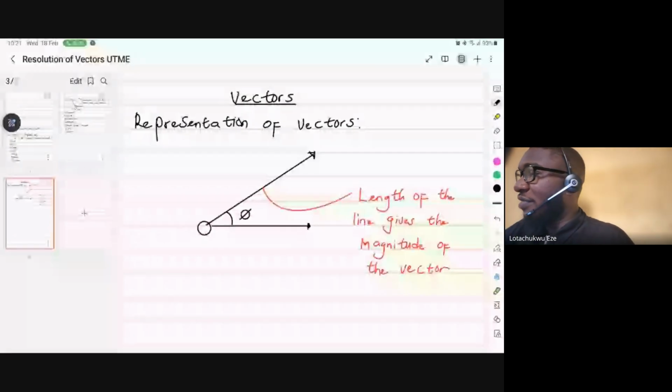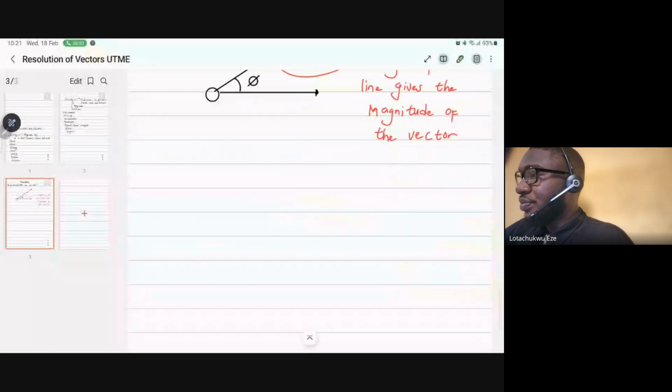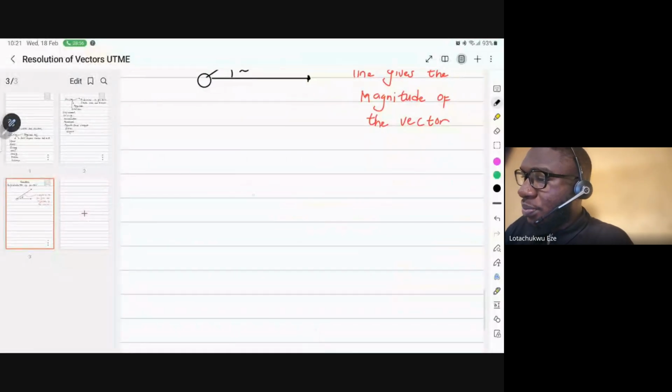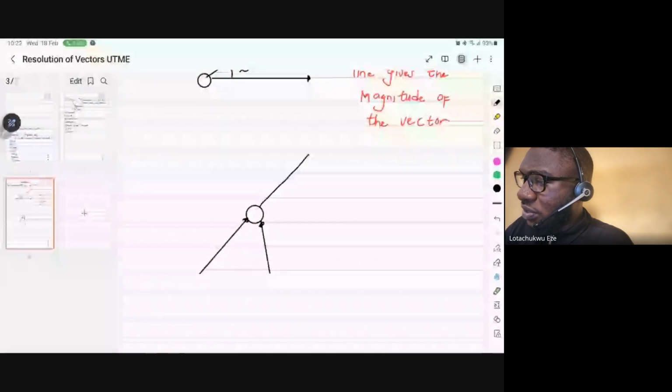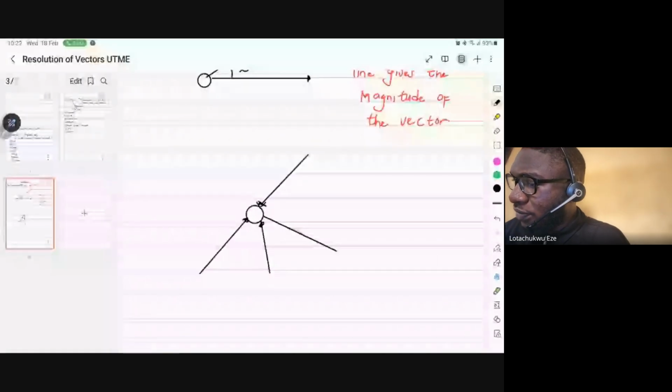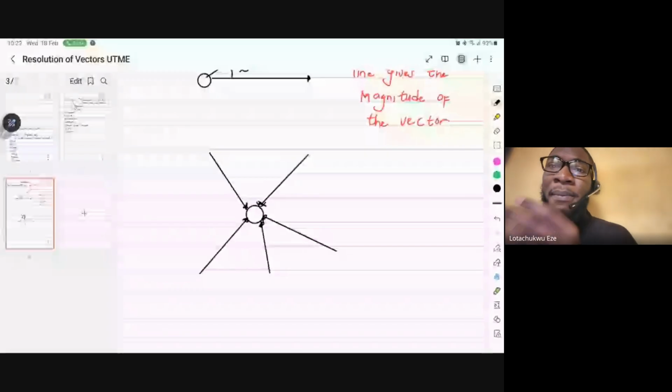So imagine that we have a particular object. Let's say this is the object. And there will be different vectors acting on this object. Let's say we have a whole lot of them acting on this object. These are vectors acting on this object, a whole lot of them. Now, there are many of them.